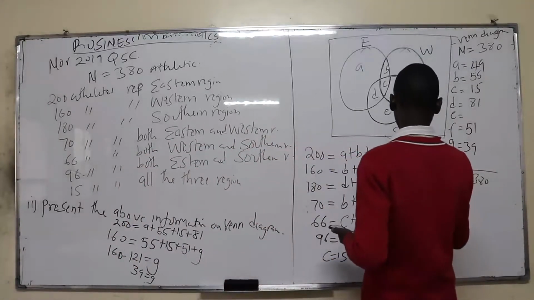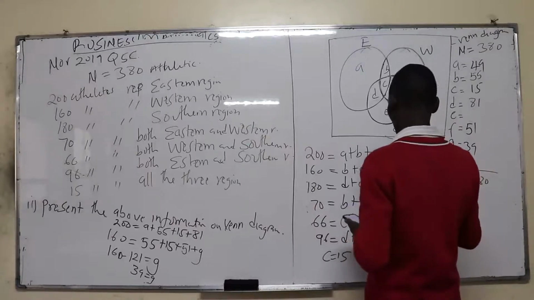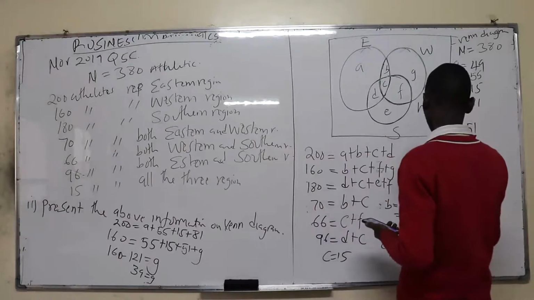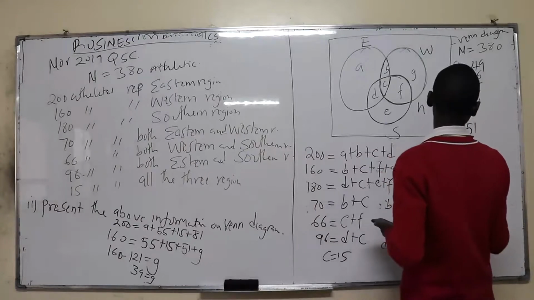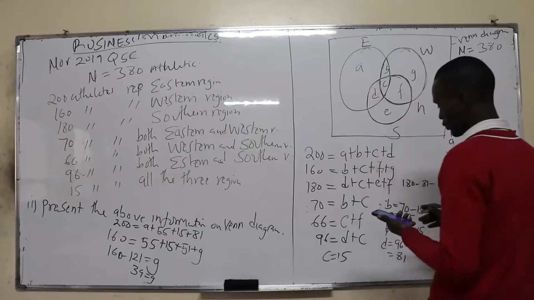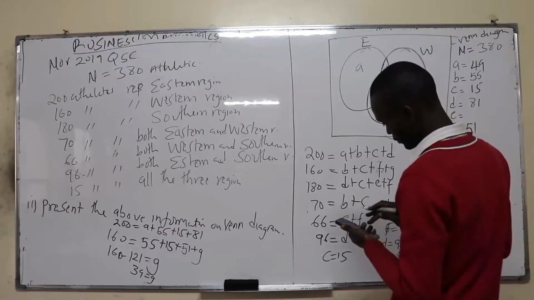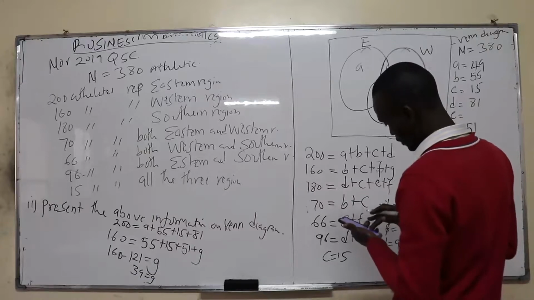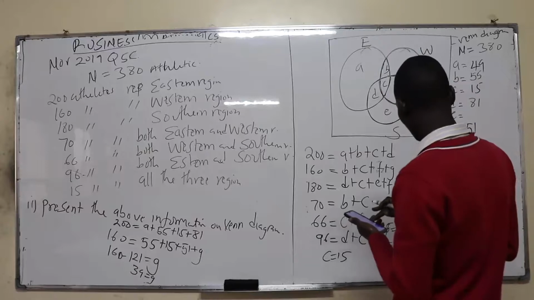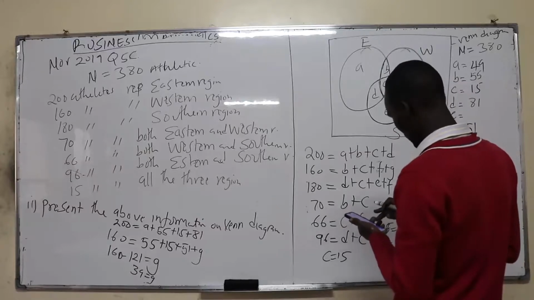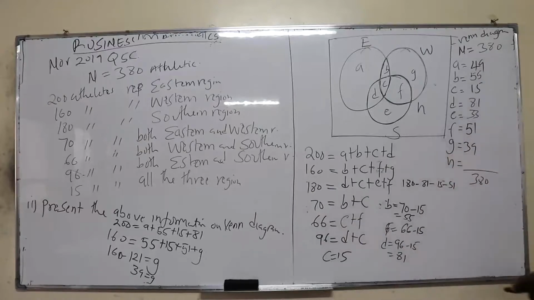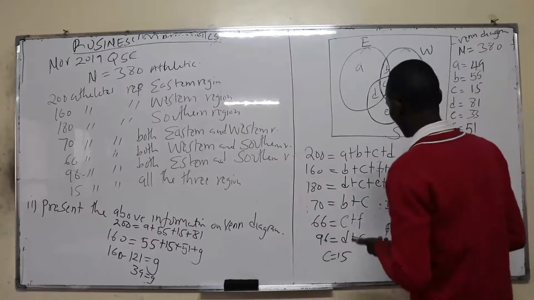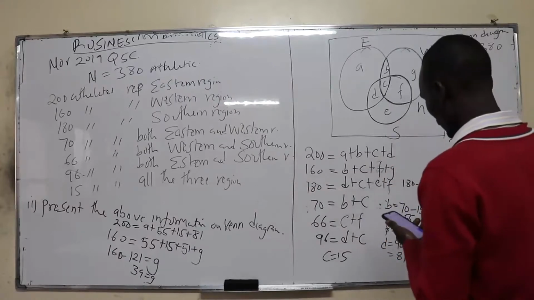So you come here. You have B, F, D, and C, so we can find G, okay? We say 160 is equivalent to B, which we know is 55, plus C, which we know is 15, plus F, which we know is 51, then plus G. So you add 55 plus 15 is 70, plus 51 is 121. So it is 160 minus 121 is equal to G. Engage your calculator.